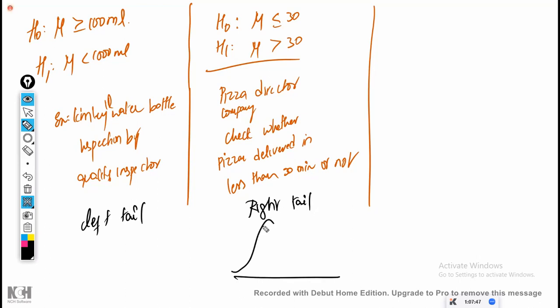Where we are having the right side rejection. For the left tail test, we are having the left side rejection. Right side is completely acceptance for this case. Left side is completely acceptance for this case.